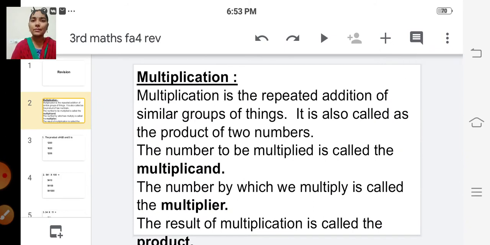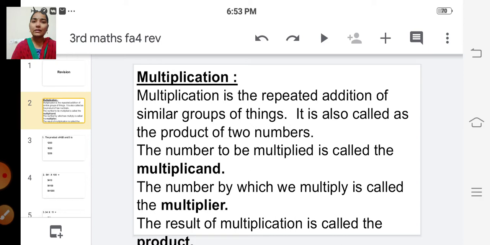So what do you mean by multiplication? Multiplication is nothing but repeated addition of similar groups of things. It is also called the product of two numbers. And we have the multiplicand, multiplier and product, isn't it?